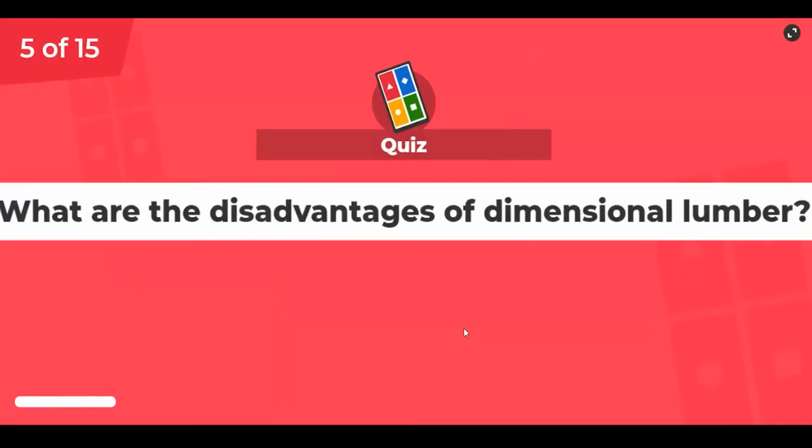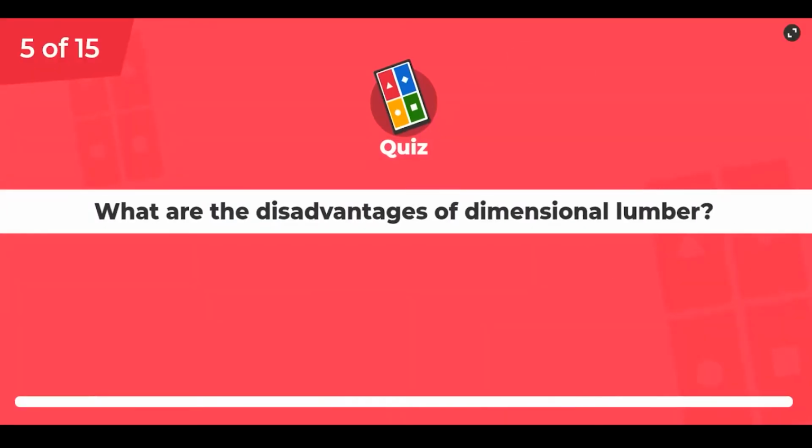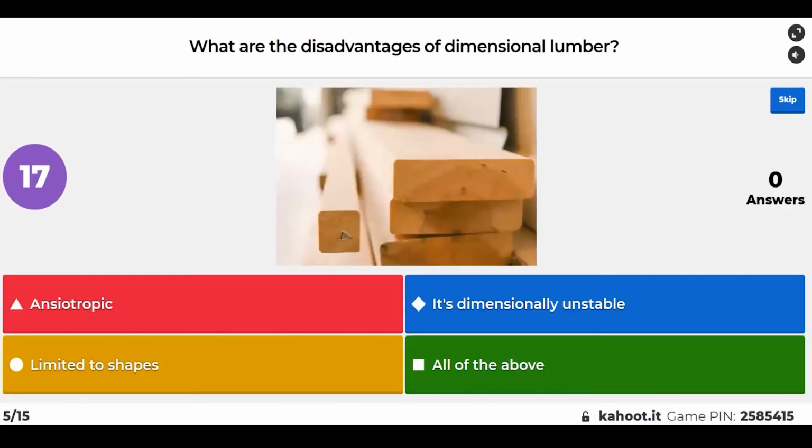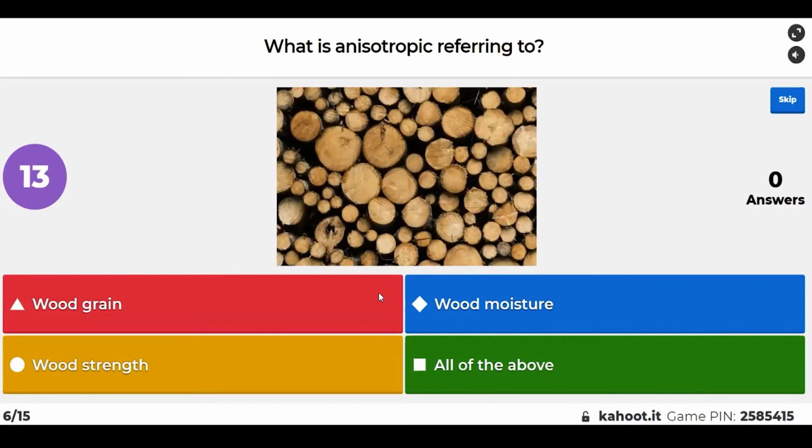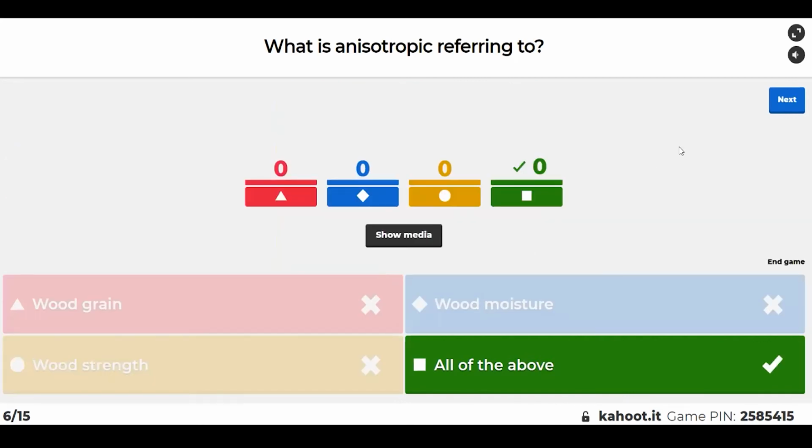What are the disadvantages of dimensional lumber? Anisotropic, dimensionally unstable and limited to shapes. Should be, oh, these are all true. Yeah, they're all true. So this is about the wood grain, because the wood grain refers to the strength and the way that the wood works, as well as the amount of moisture in it. So I think it's all of the above again. Yeah, definitely.